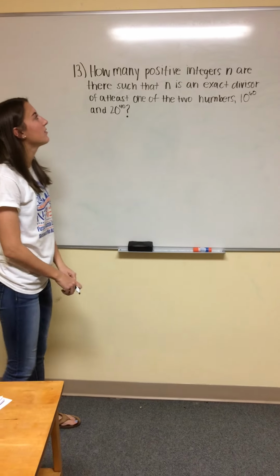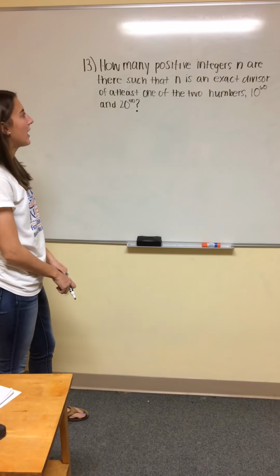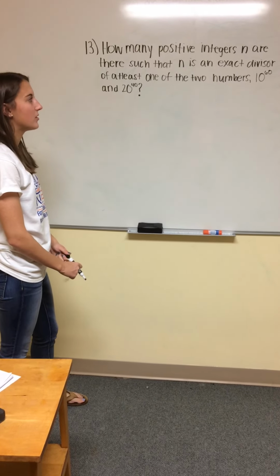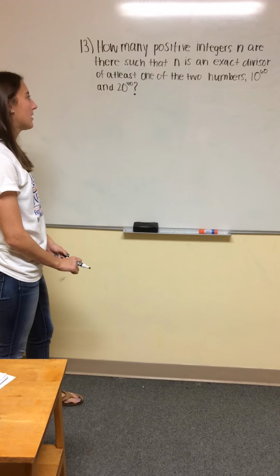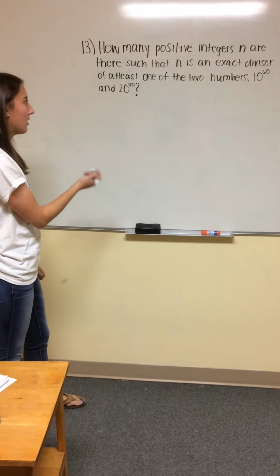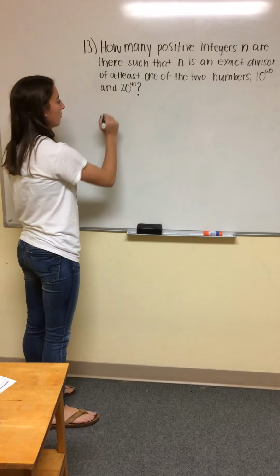Problem number 13, and it reads: how many positive integers n are there such that n is an exact divisor of at least one of the two numbers, 10 to the 60th and 20 to the 40th? So to start, I put 10 to the 60th and 20 to the 40th in their factored form.